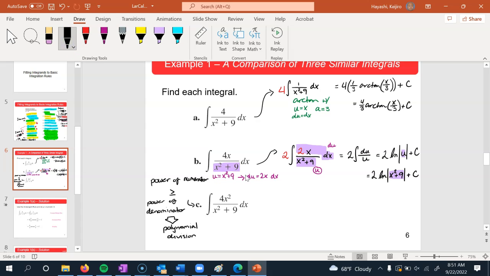Okay, so we're going to just try to rewrite this integrand by performing the actual division, 4x squared divided by x squared plus 9. So 4x squared is the dividend, and x squared plus 9 is the divisor. Okay. X squared fits into 4x squared 4 times. So 4 goes up here.